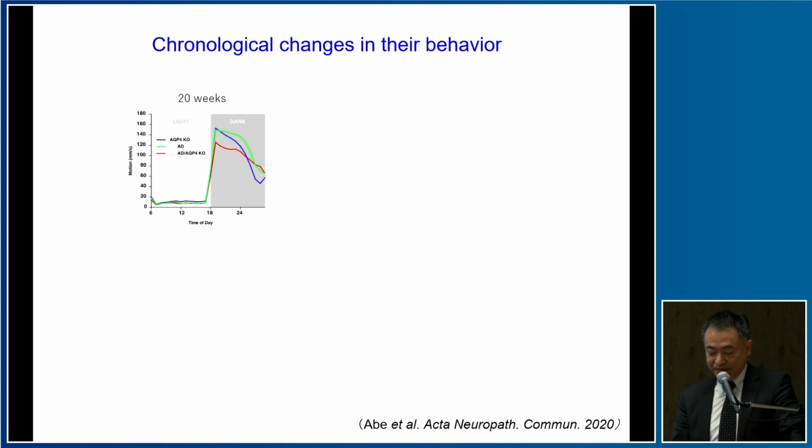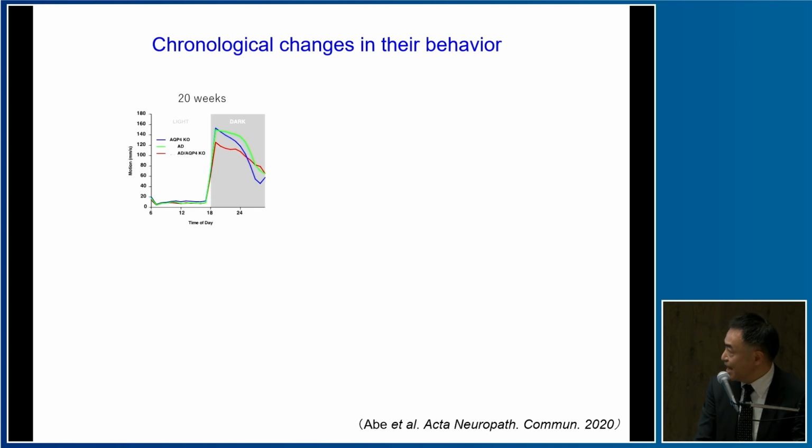This shows, the y-axis shows their movement, and the x-axis shows the circadian 24 hours, from 6 a.m. to 6 p.m. and 6 p.m. to 6 a.m. So during the daytime, since they are sleeping, they don't move. During the nighttime, they move around, and there are three kinds of mice here.